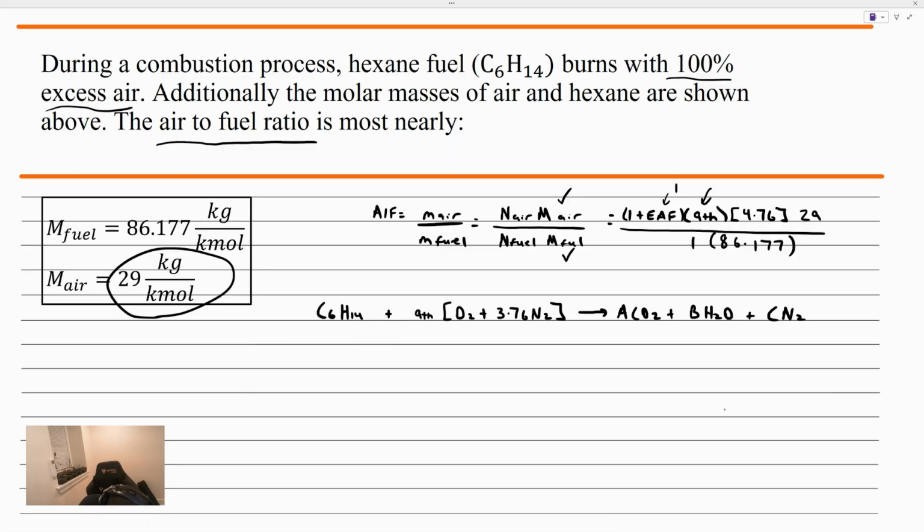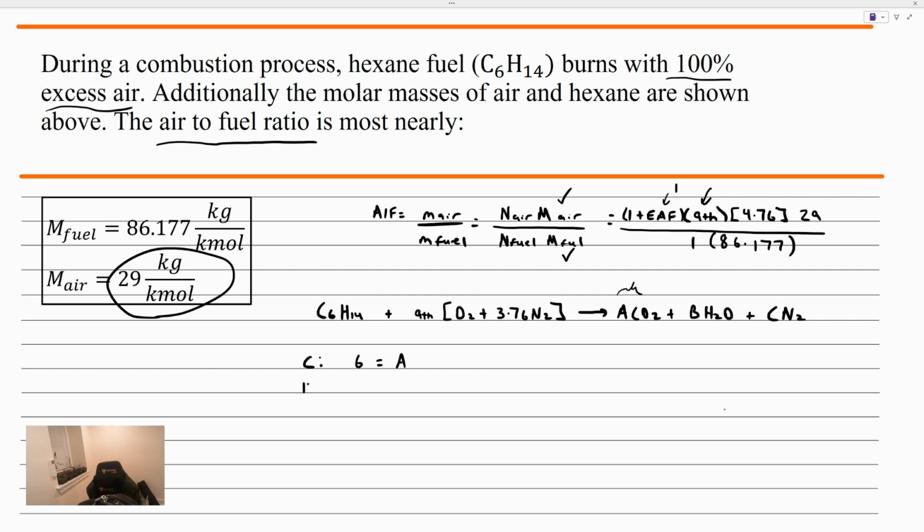So we're going to start with the carbon balance. We have 6 carbons on the left side. And how many carbons do we have on the right side? We have 8 carbons on the right side. So immediately we know that coefficient A is equal to 6.